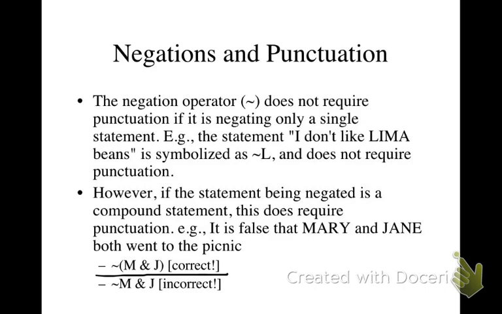What the one below it says is that Mary didn't go to the picnic, but Jane did. So that would be an incorrect translation of "It's false that Mary and Jane both went to the picnic," because that doesn't really tell us which one, if either of them, went to the picnic. But the second translation, not M and J, tells us that Mary didn't go to the picnic, but Jane did. And that's not what the original sentence says.